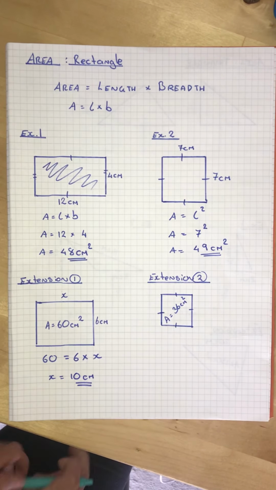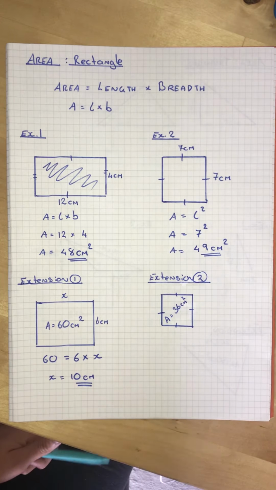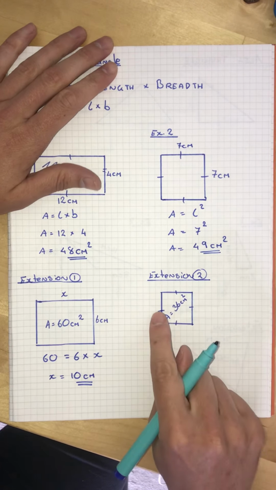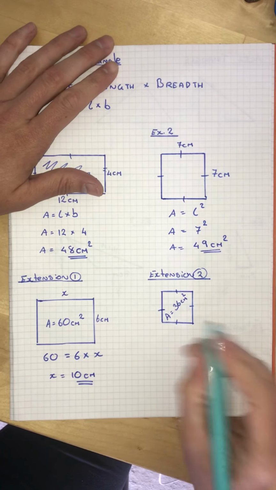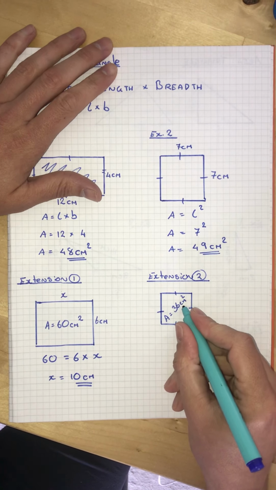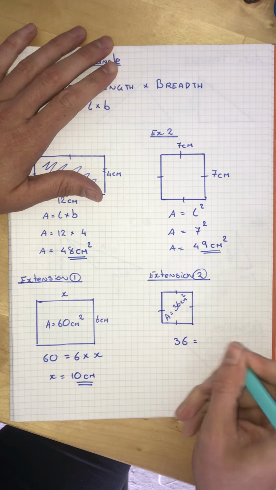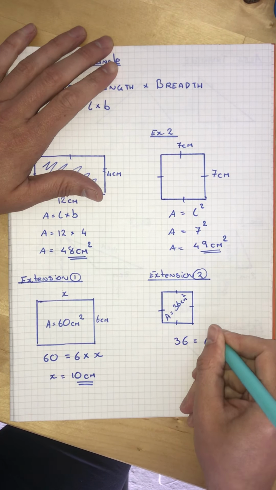And we can always check our answer. 10 times 6, yeah, that's 60. So a little bit more of a tricky one. We've got here again is a square, and I've told you the area is 36 centimetres squared. So we could think 36 will equal L squared.